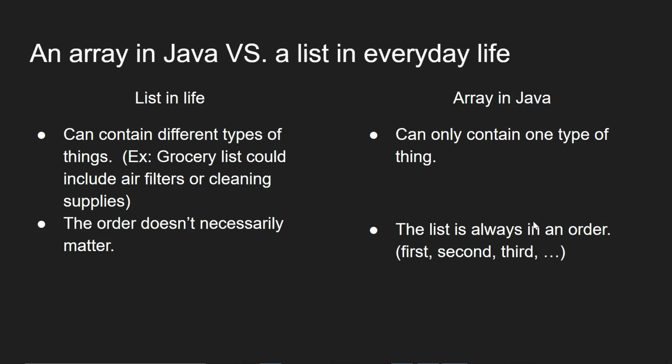So another thing, arrays in Java, the lists are always in an order. Now, I say an order because you could have in a list 7, 5, 12, 16. The numbers may not be in order, but the list itself is ordered, meaning you have the first item in the list, the second item in the list, the third item in the list, etc.